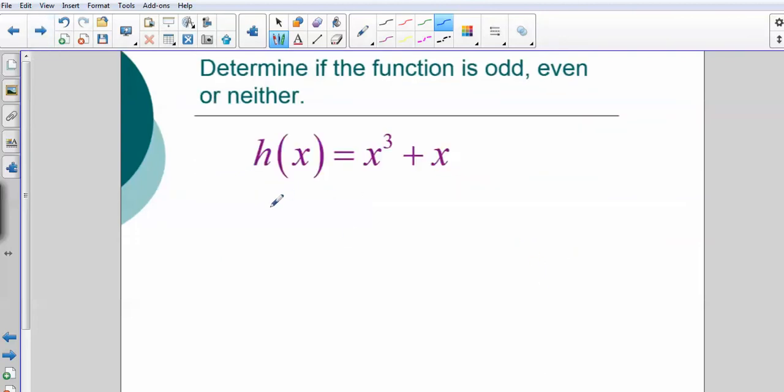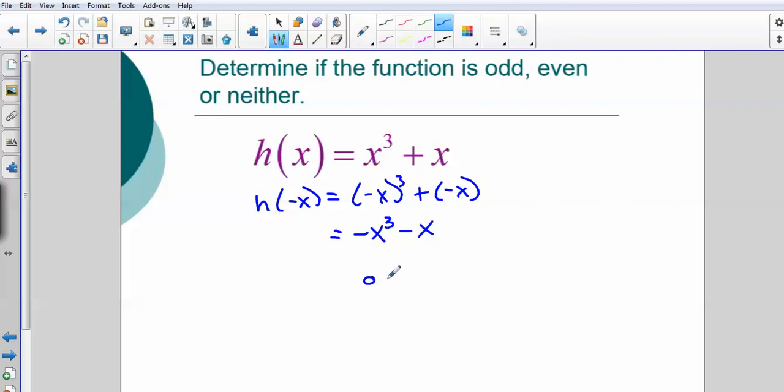Okay, one more example. Substitute negative x for the x. When I cube a negative number, it stays negative because that's 3 negatives. Negative times negative times negative, it is negative. So I have negative x to the third minus x. I have the opposite of the first term and the opposite of the second term, so this makes this an odd function.